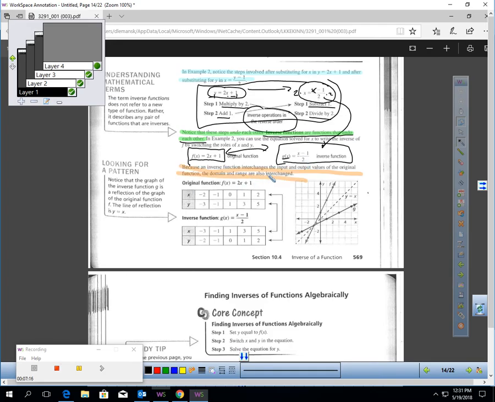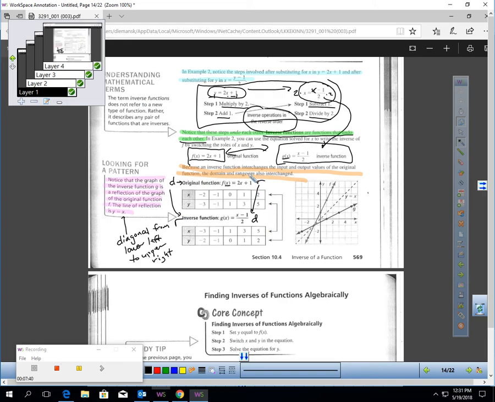Because an inverse function interchanges the input and output values of the original function, the domain and range are also interchanged. So they're just saying, for my original function, the domain for this would be the range on this one, and the range on this function would become the domain of this one. They are interchanged.